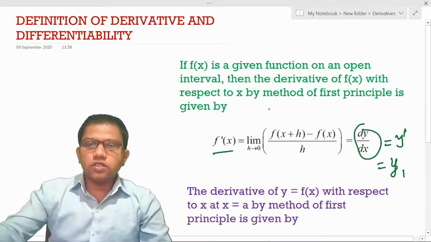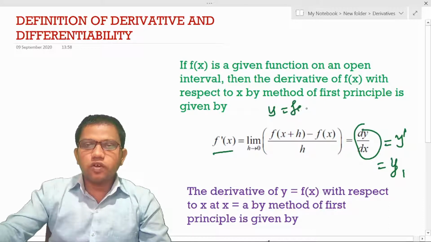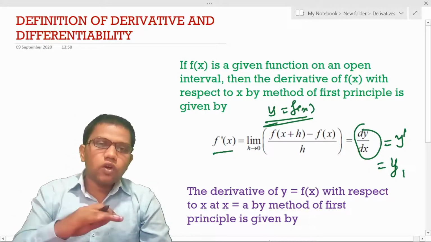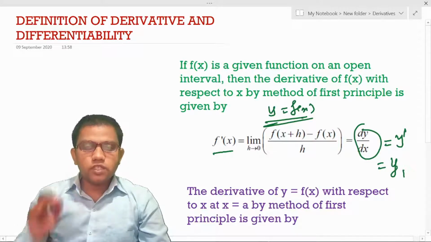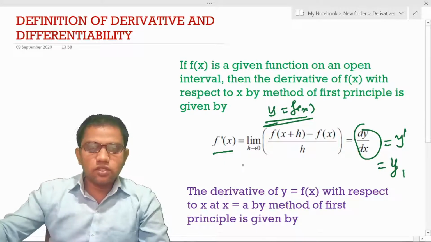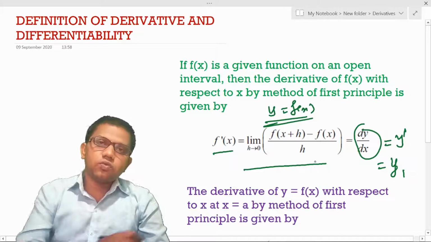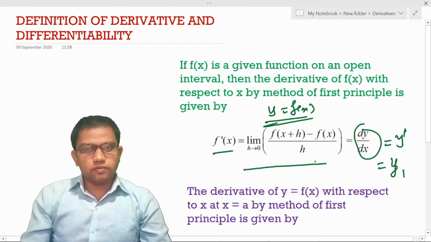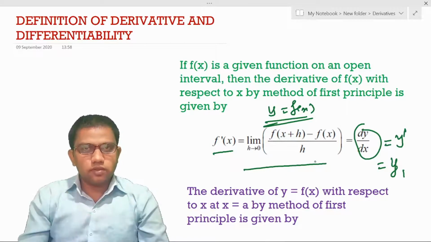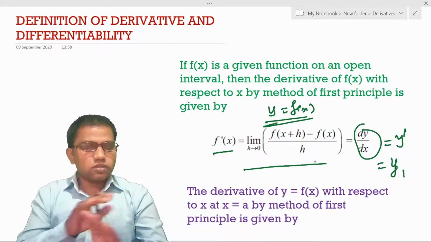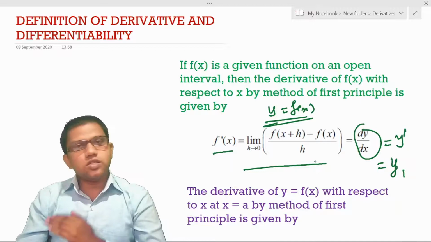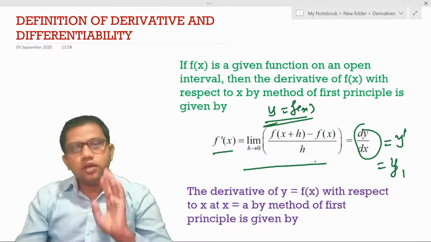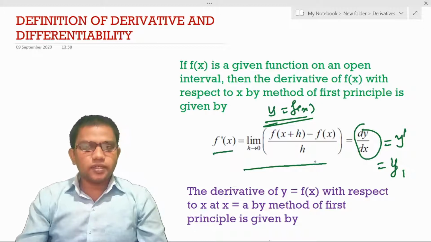Here your function is y equals f(x). This is your function, and if you want the derivative of y with respect to x, then this is the definition. With the help of this definition, whatever function you have, you can find the derivative of that function if you know the basic principle. Not even standard functions, you can differentiate any function with respect to x, or with respect to any variable, whatever that is.